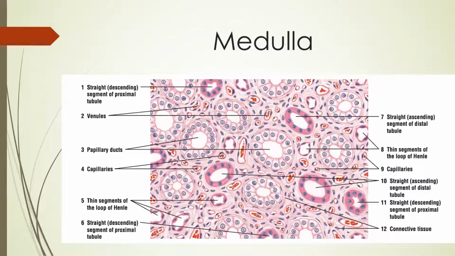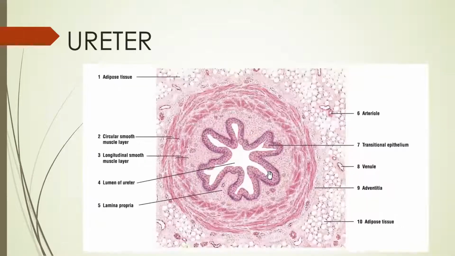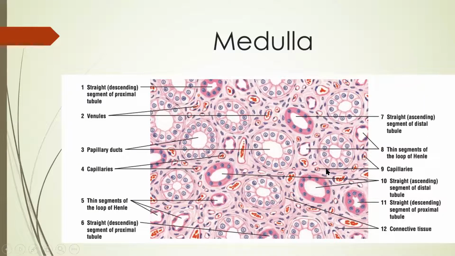And here is the medulla. As you see in this picture, in the medulla, we don't have any renal corpuscle. You have some darker ducts. They are very deep in pink color. They are different parts of loop of Henle.